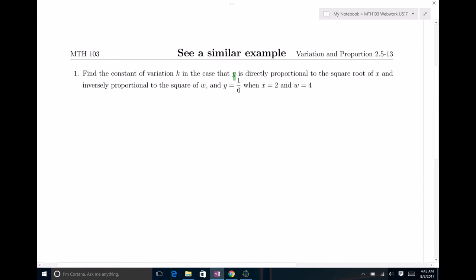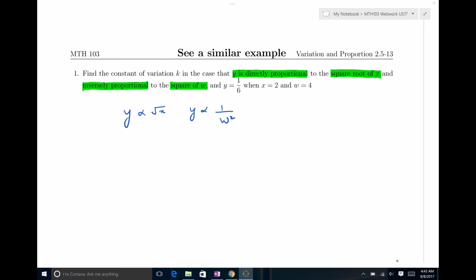We have that y is directly proportional to the square root of x and it's inversely proportional to the square of w. So first let's try and write this into an equation. So we have y is directly proportional to the square root of x and it's inversely proportional to the square of w, which means if I had to write this as an equation, it means that y is equal to k times the square root of x over w squared, where k is the constant of variation.